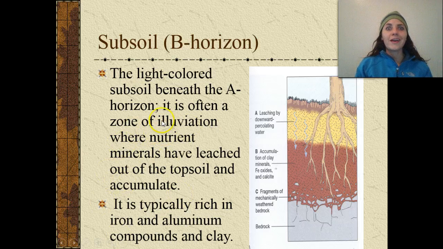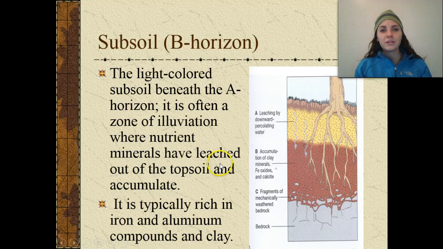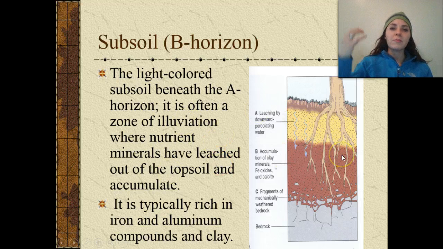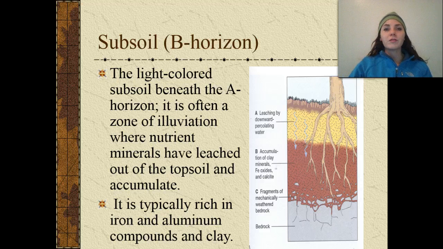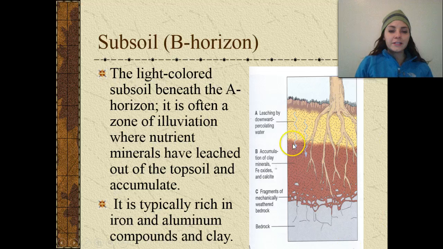If you're wondering what this word alluviation means, it's basically talking about minerals or nutrients that water has carried from a top portion of the soil to a bottom portion of the soil. It's a vertical transport of those nutrients, and we call that alluviation. So water is helping to move nutrients from the top portion to the bottom portion. And it's typically rich in iron as well as aluminum and clay.